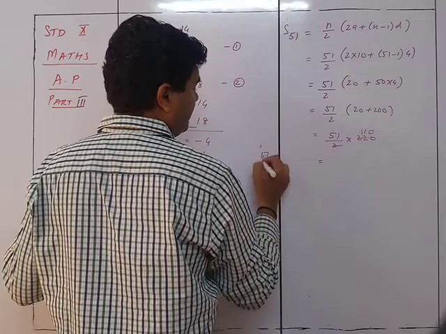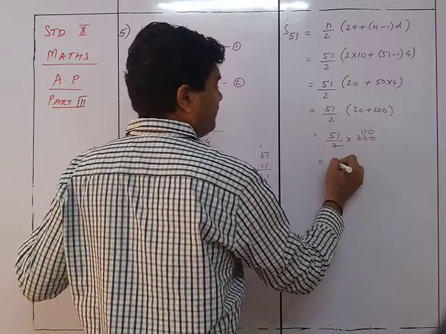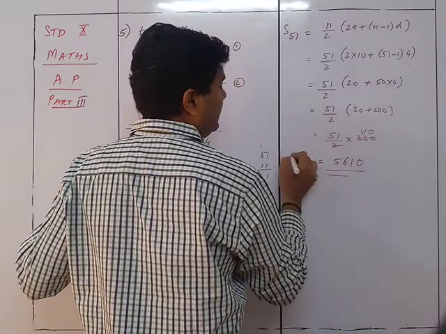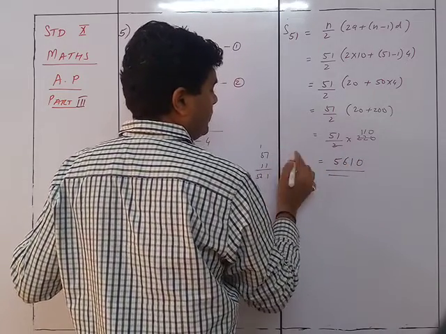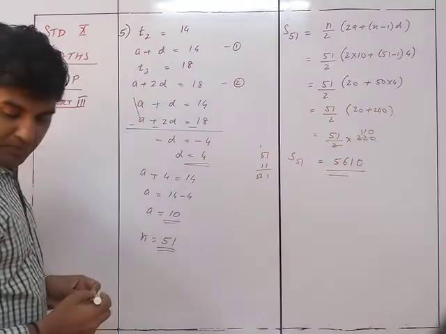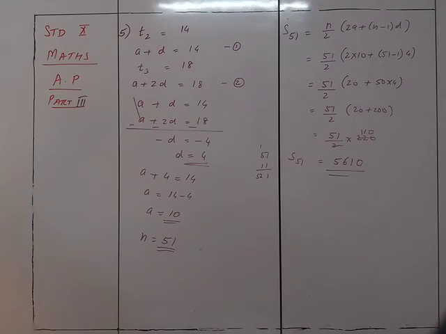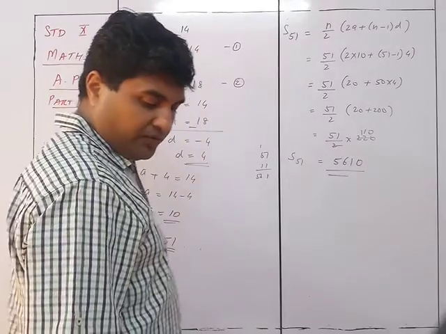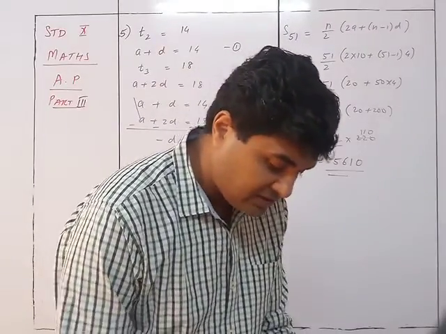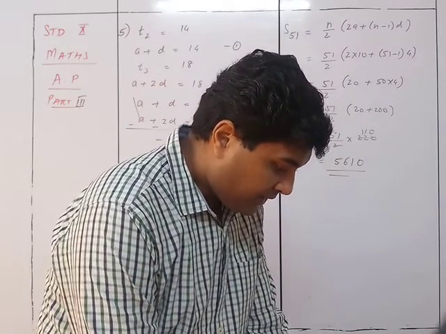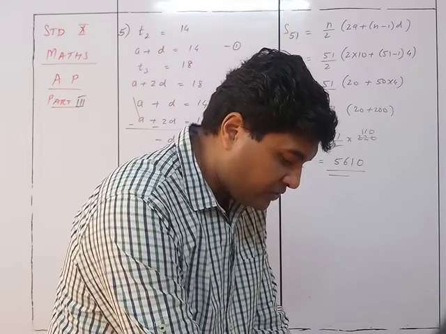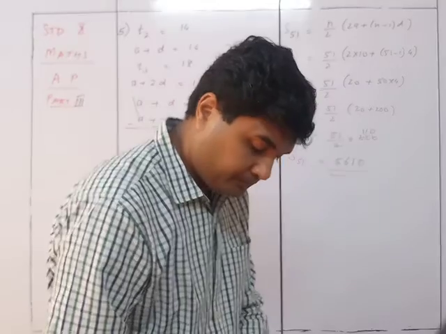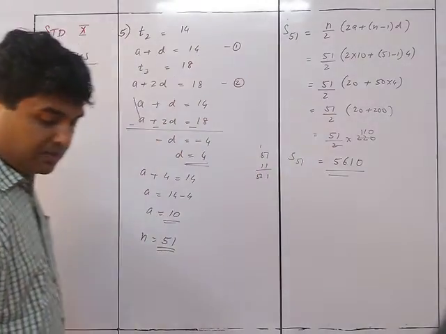11 ones are 11, 5, 55, 56. So it will be 5610. Sorry, S51. S51 will be 5610. Okay, so that was sum number 5. We'll just check up the answers. I forgot. Yeah, minus 979, then 3108, and the last one was 5610. Yeah. We move on to sum number 7 now.